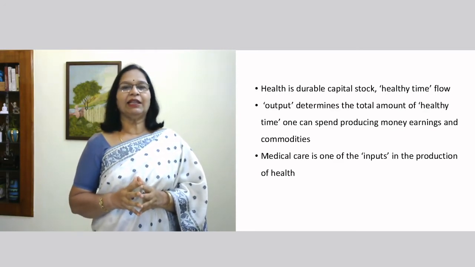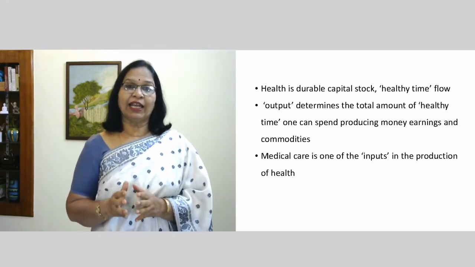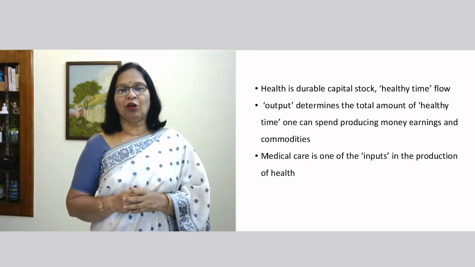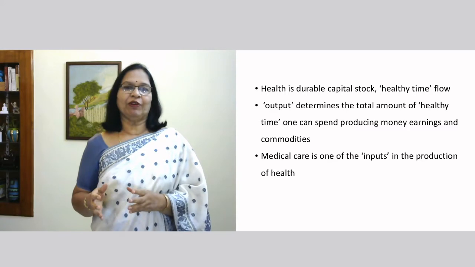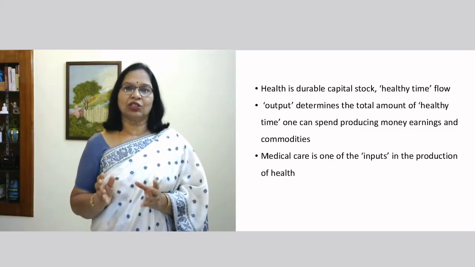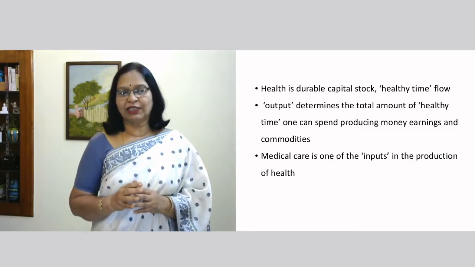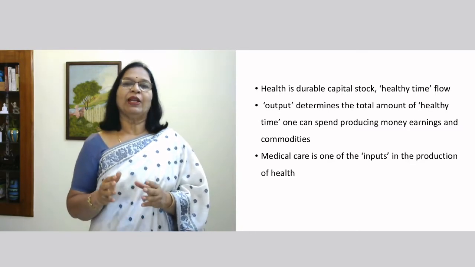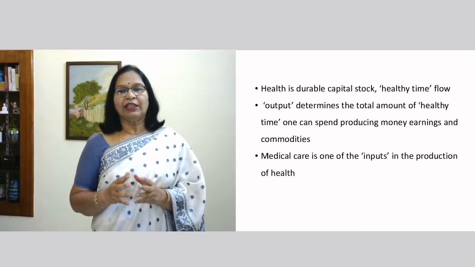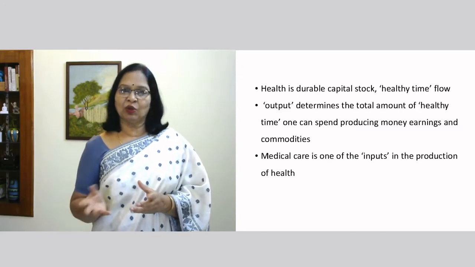Now, when we say health is a durable stock, we mean the stock of health a person has at any given point of time. We use words like stock and flow in economics. Stock means at any given point of time. To make it simple, let me say a water tank is a stock. At a given point of time, the total quantity of water that is available in the tank is called the stock. So here, the human being has health as a stock. And the flow, what is the flow? The tap: when we put on the tap, the water that comes out is known as the flow.